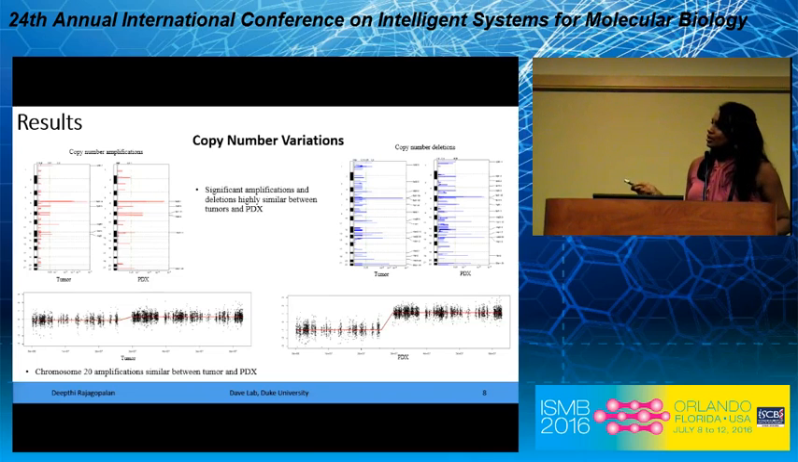So when we looked at copy number variation, we found that significant amplifications and deletions were highly similar between tumor and PDXs. To give you an example, here is chromosome 20. So we see an amplification in the Q arm in the tumor. We were able to identify similar amplification in the PDXs as well.